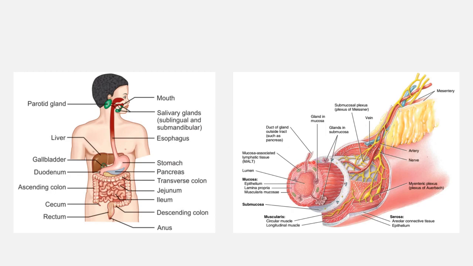The walls of the GIT contain various structures: mucosa, submucosa and muscularis externa, and it is innervated by intrinsic innervation and extrinsic innervation. Intrinsic innervation is by the plexus of Meissner or submucosal plexus and the myenteric plexus or plexus of Auerbach. This intrinsic innervation is also influenced by extrinsic innervation by the sympathetic and parasympathetic systems.